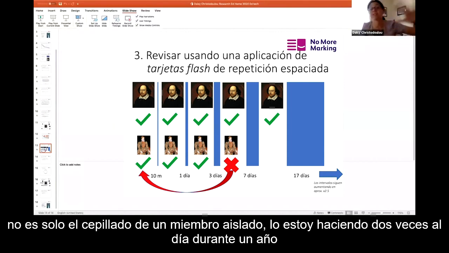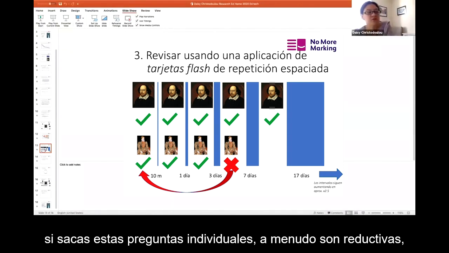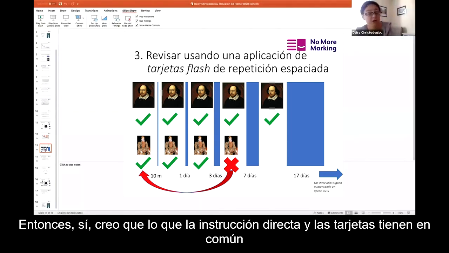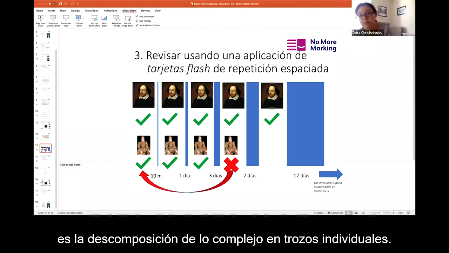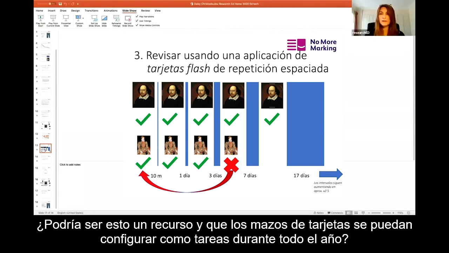I'm doing that twice a day for a year, or twice a day for my life, and that is what contributes to it. So if you pull out these individual questions, they do often look reductive. But as I say, you've got to view them that they're not just these individual pieces; they are part of a whole. So yes, I think the thing that direct instruction and flashcards have in common is the breaking down of the complex into the individual chunks. Yeah, itemization.